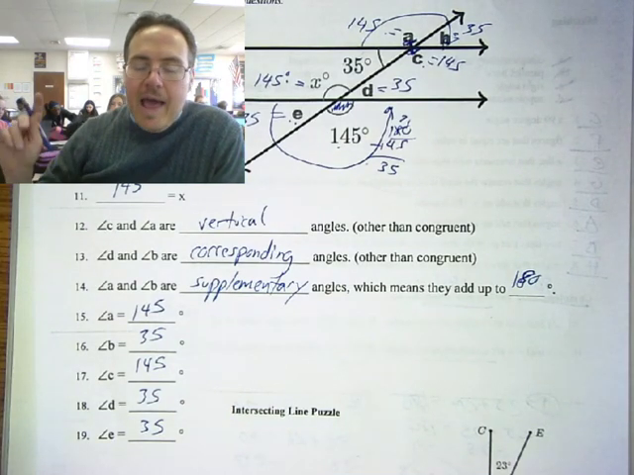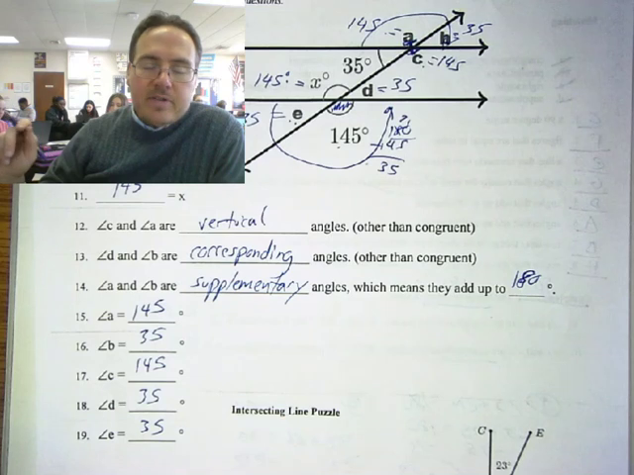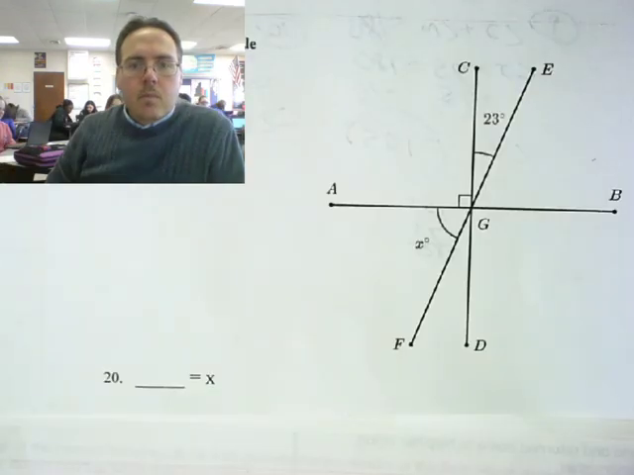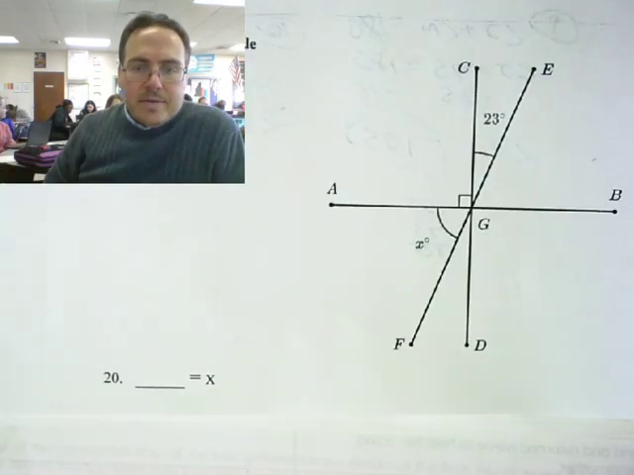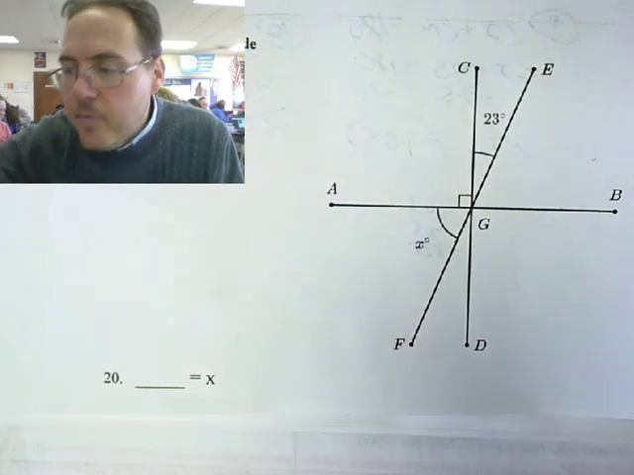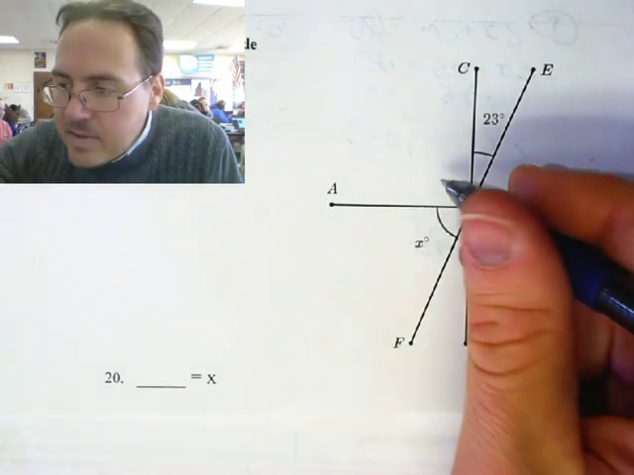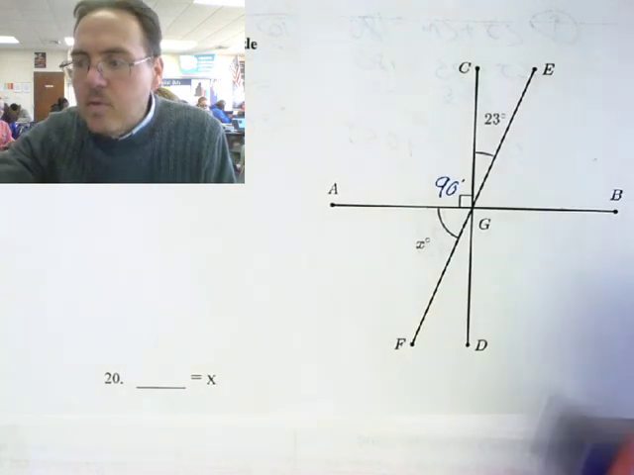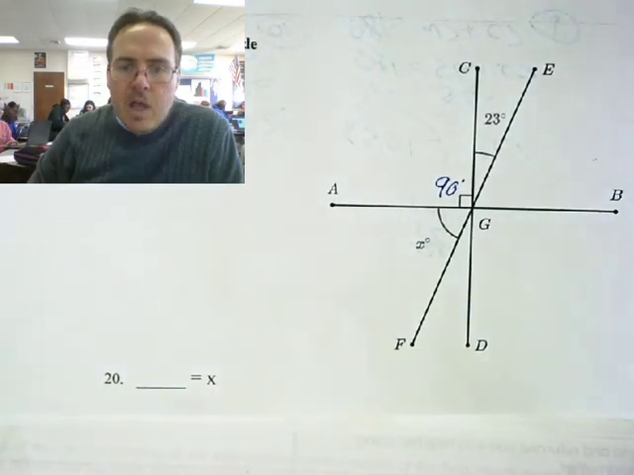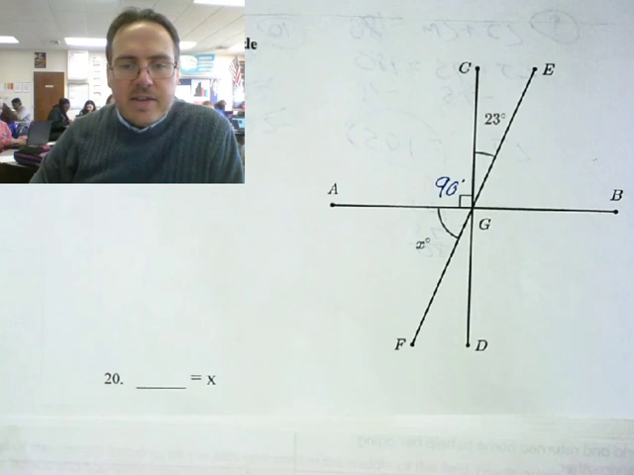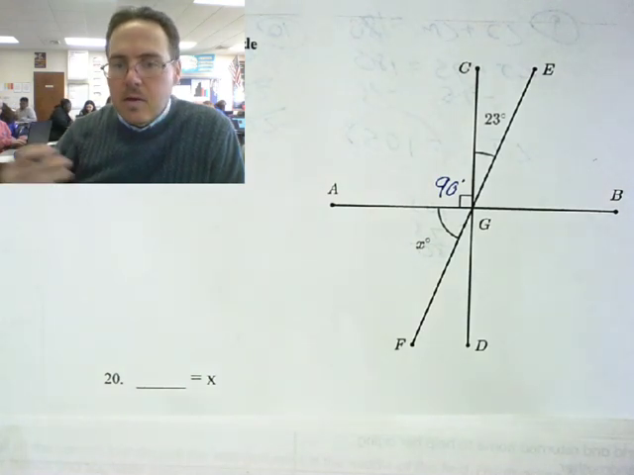Okay. Last question is the blind puzzle that went with number 20. Okay, so all we have to do is find X. They've given us some information. If you didn't know, these little boxes mean that this is a 90-degree angle. There's a lot of ways we can do this. I'm just going to tell you the way that my brain is thinking about it.